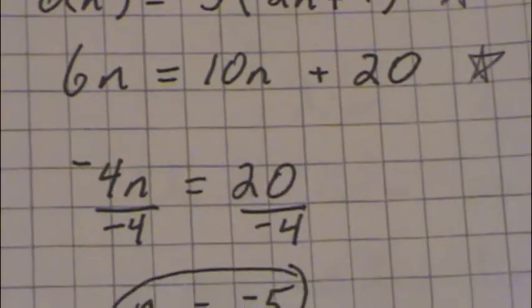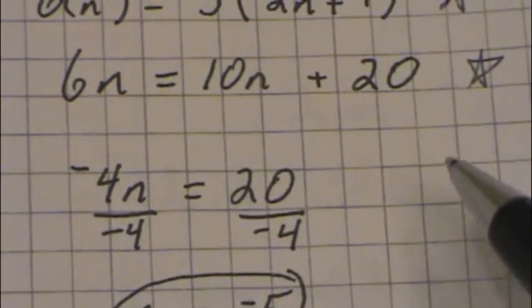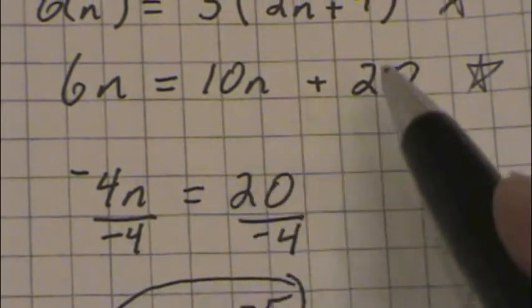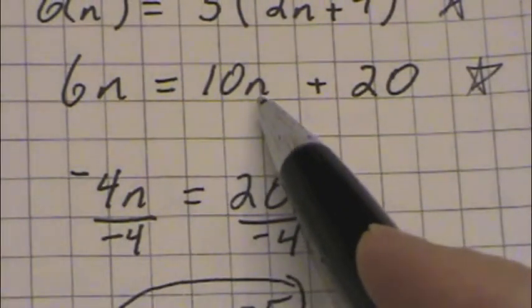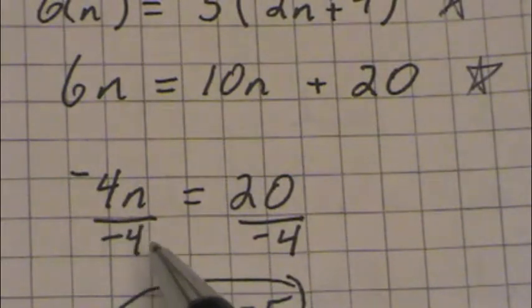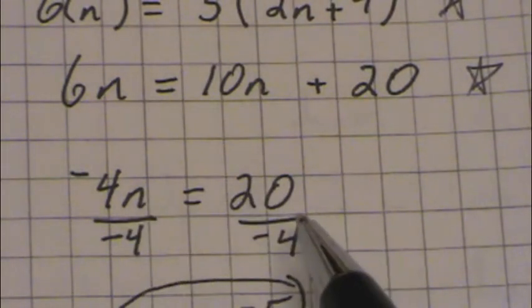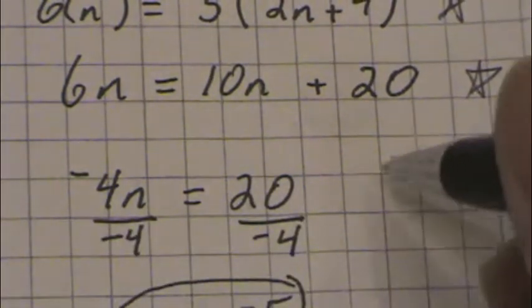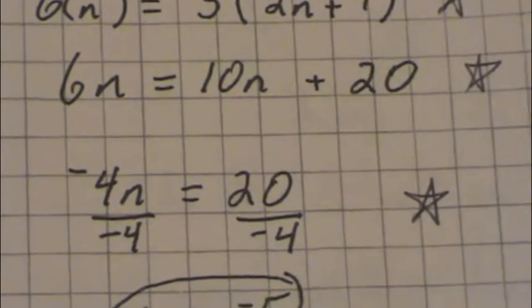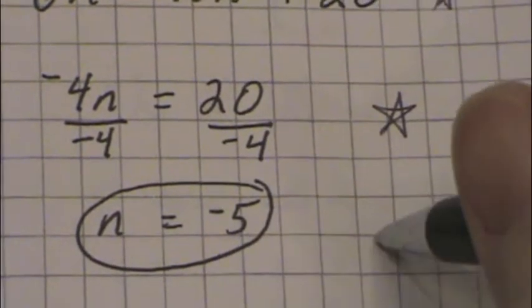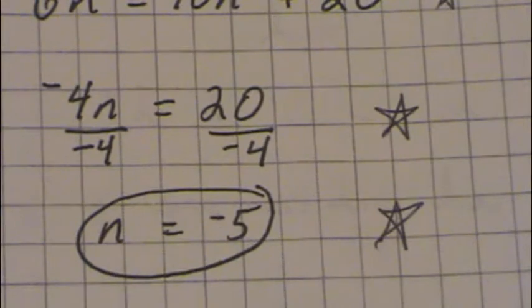And finally, I did skip a step here because I just subtracted 10n in my head. So you end up with negative 4n on this side equals 20 on this side. Divide each side by negative 4. I should see that step, and I should see your answer nicely circled to make it clear.